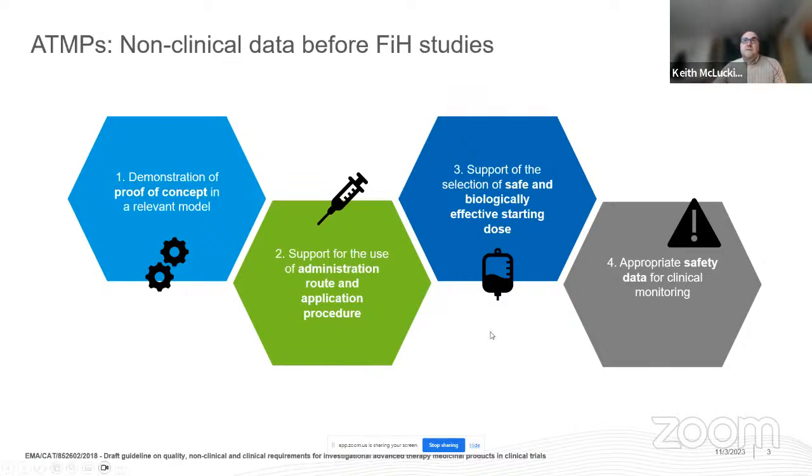You then need to think about the support of the selection of a safe and biologically effective starting dose for your clinical phases. So after efficacy and proof of concept studies, you will have dose range finding studies and then your pivotal GLP safety studies. So these should really be designed to support a sensible and safe clinical dose. And this also needs to demonstrate your mode of action.